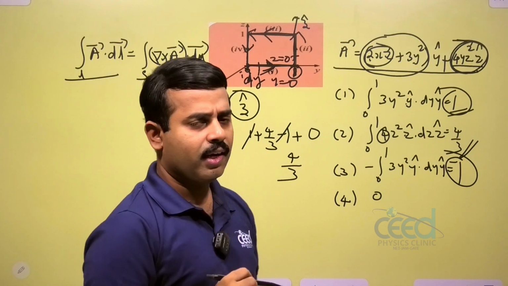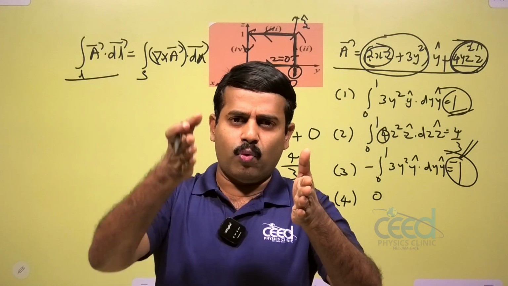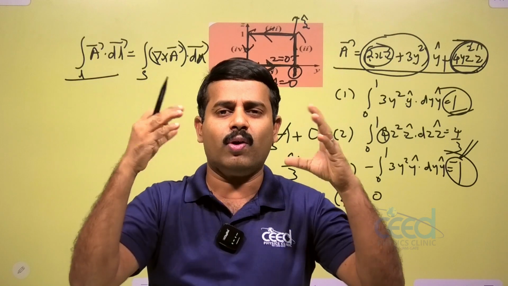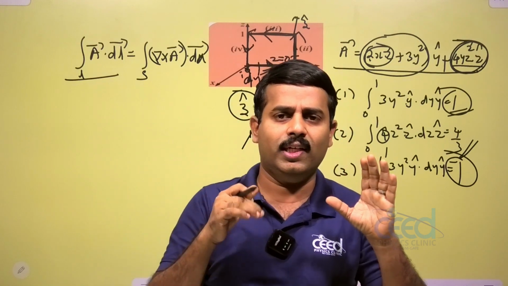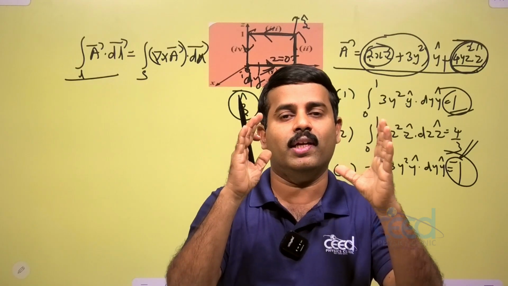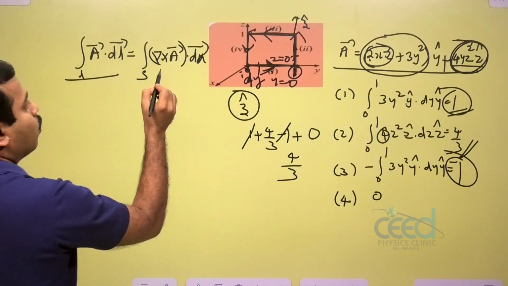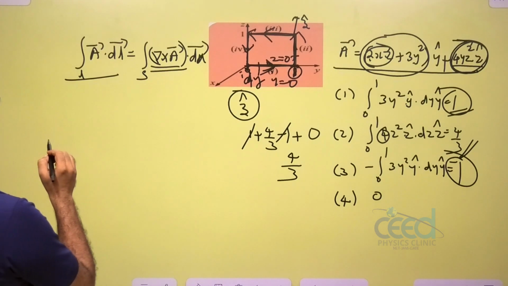Now look into this integral. We have to calculate it in 4 steps, right? If the function is very complicated, evaluating these 4 integrals is very difficult. Now see how, using Stokes theorem, we can calculate it simply. Look here, first you find del cross A. What is del cross A?